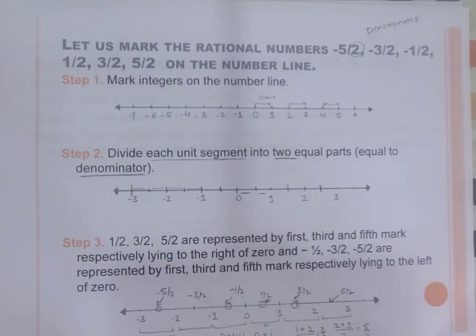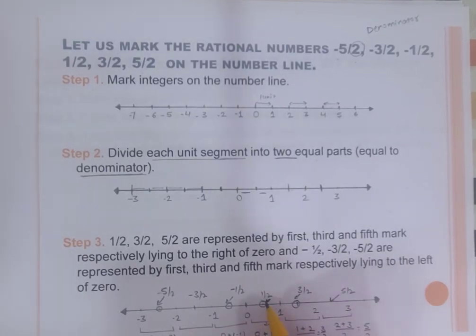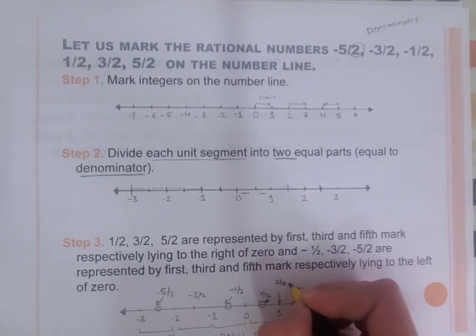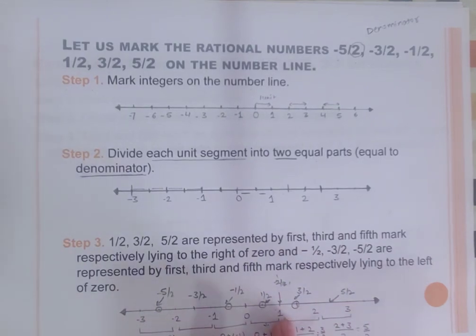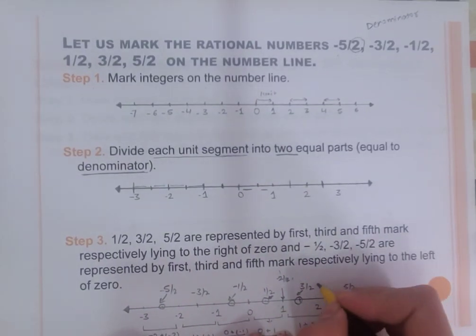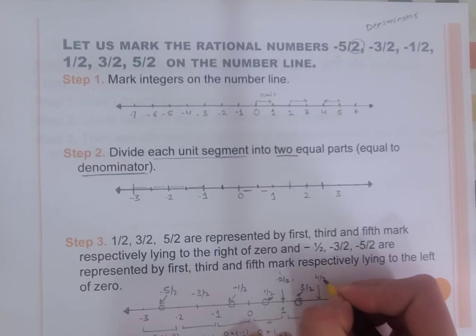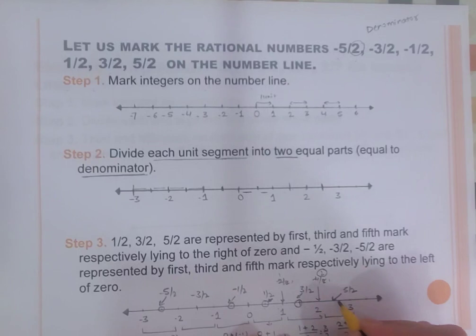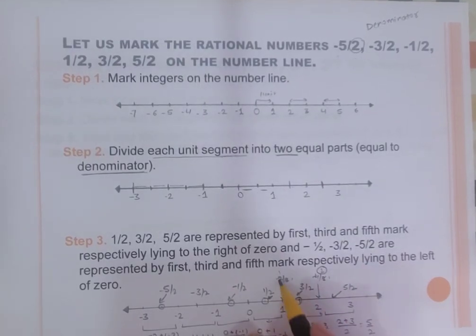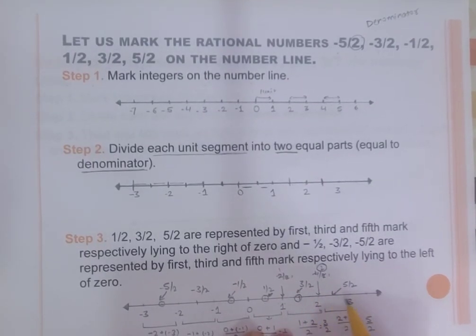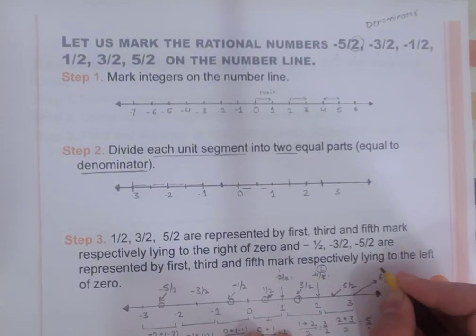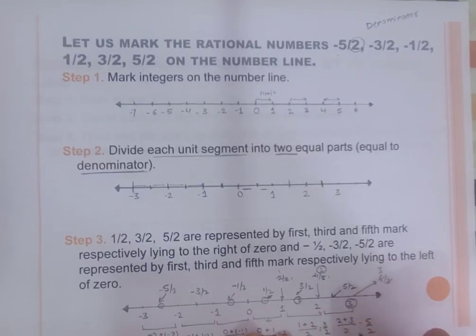Just after dividing into 2 parts per unit, we can directly write 1 by 2. See, this is 1 by 2. And what is this one? This is 2 by 2. 2 ones are 2, it is 1. Then 3 by 2. What is this? 4 by 2. 2 twos are 4, that's why number 2 is here. This is 5 by 2. So 1 by 2, 2 by 2, 3 by 2, 4 by 2, 5 by 2. This is 6 by 2. What does 6 by 2 mean? 2 threes are 6, that's why number 3 is here.